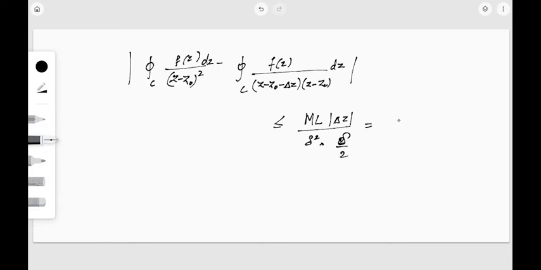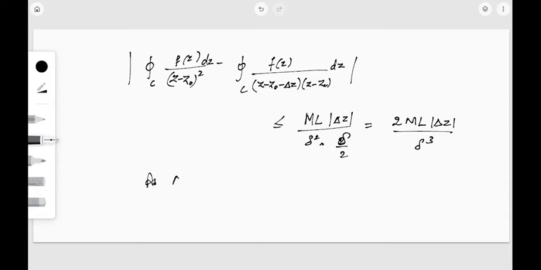So this I can simplify as 2 M L mod z by delta squared, by replacing the values of the modulus which we have just now determined. That is, M was a bound for f of z, L was the length of the contour, mod z remains as it is, and modulus of 1 by modulus of z minus z dot whole square was less than or equal to 1 by delta square, and modulus of z minus z dot minus delta z was less than or equal to delta by 2. So from this we get this inequality.